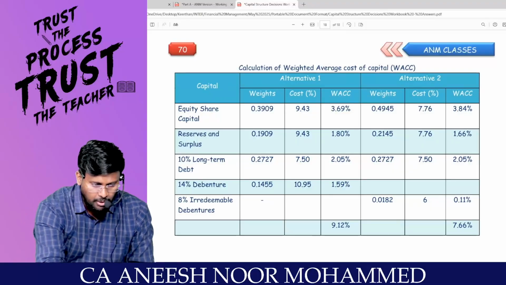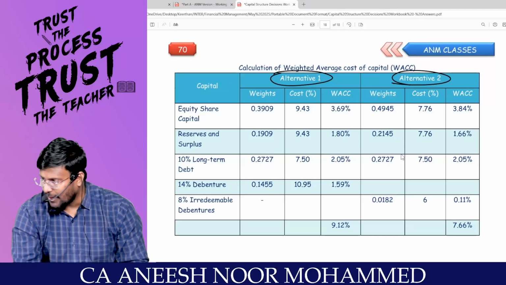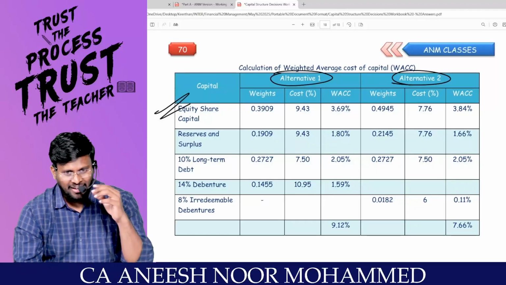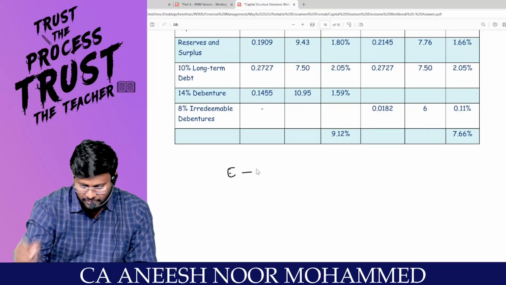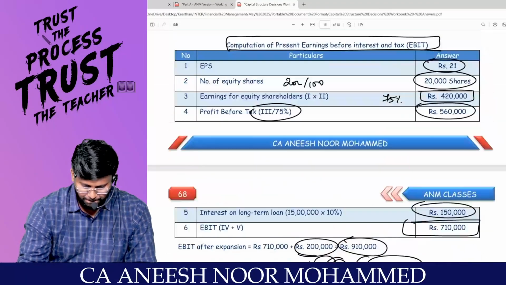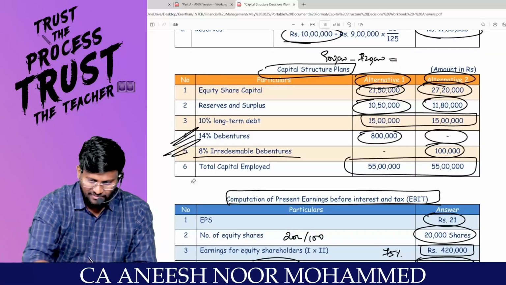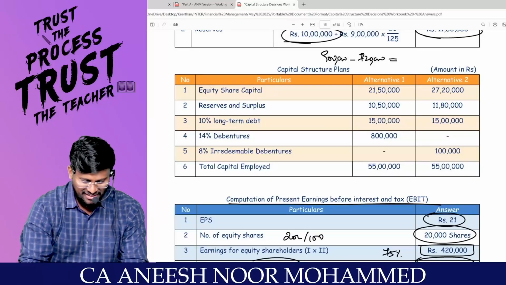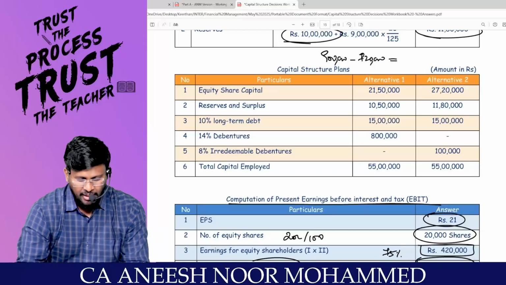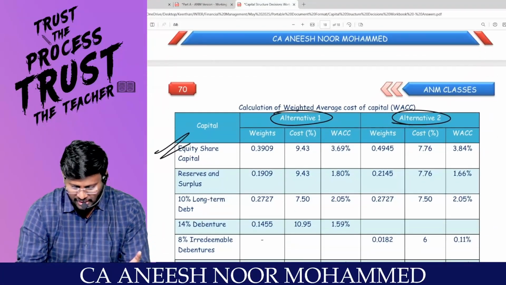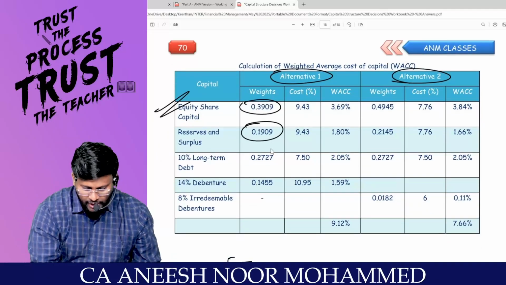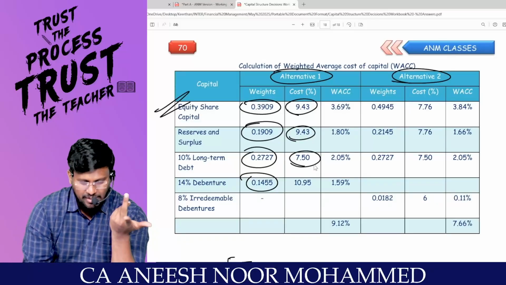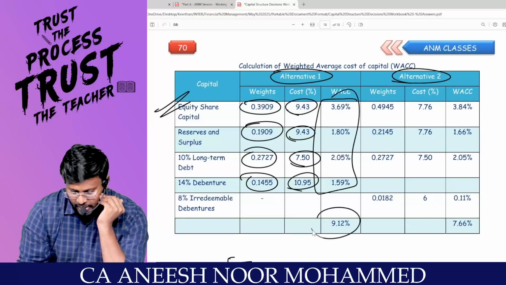Yes, sir. This is under alternate number 1 and this is under alternate number 2. Alternate number 1 can be equity share capital. We have to calculate the weight. Total, you have to say equity. 21,50,000 divided by 55 lakhs comes to 39.09. That is what they have written here as 39.09. Like that, you have to calculate weight for everything. Just now KE is done. KR is equal to KE. Existing debt 7.5, new debt 10.95. Calculate the WACC. You will get 9.12.